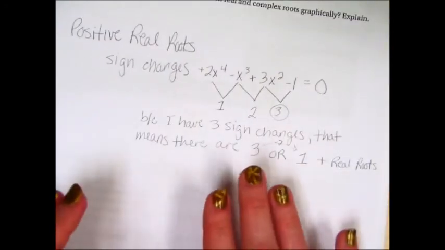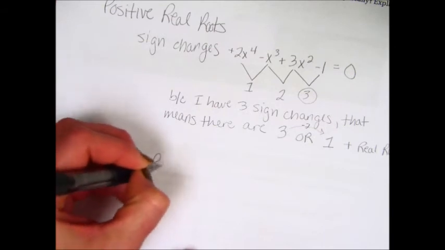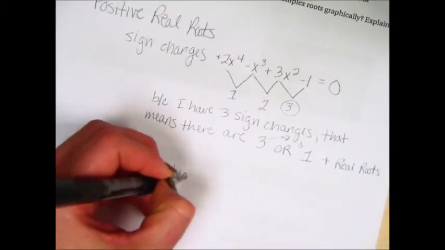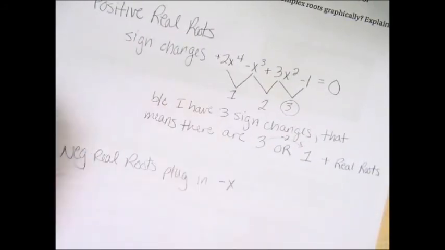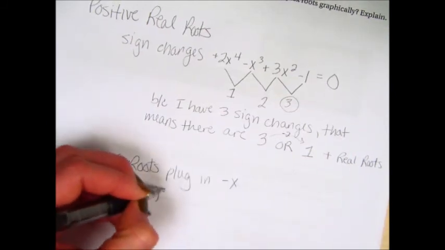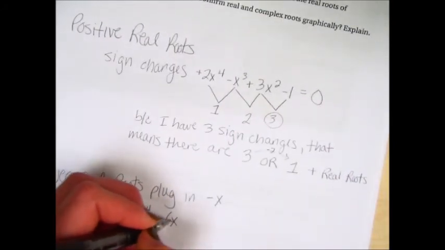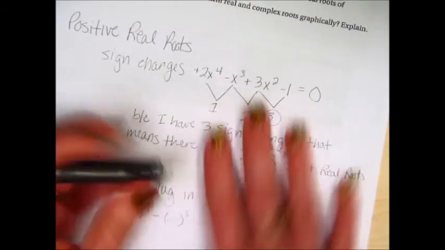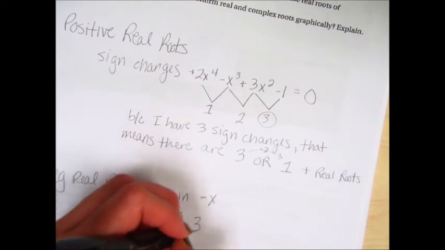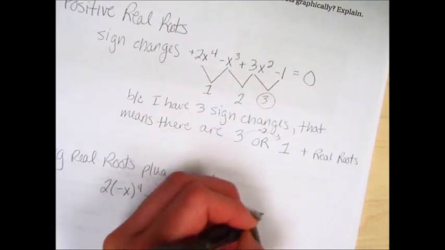Okay, let's do the negative real roots now, okay? So negative real roots. Those are more difficult. You got to plug in a negative x. Okay, I'm going to take this slow. So that would be like 2 times negative x to the 4th. Notice how I'm using parentheses. Minus negative x to the 3rd. Make that nice and apparent. Okay, then plus 3 negative x squared. And then minus 1 equals 0.